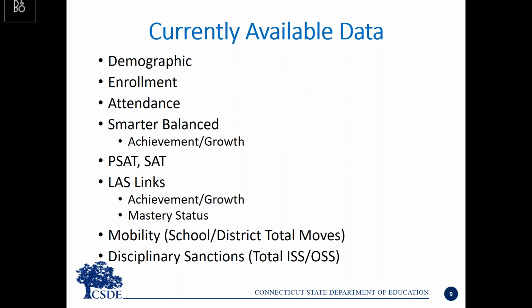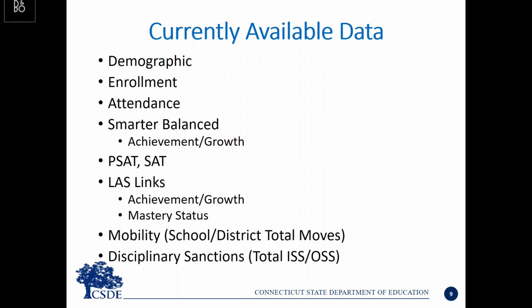You will also be able to see historical attendance data, which are based on the PSIS June collection, as well as achievement and growth data for Smarter Balanced and Connecticut School Day SAT data for students who have taken the SAT. In addition, LostLink's achievement, growth, and mastery data are also included in the student summary.